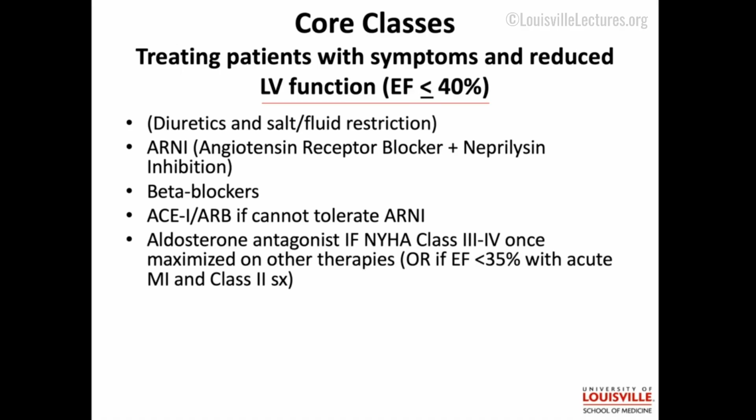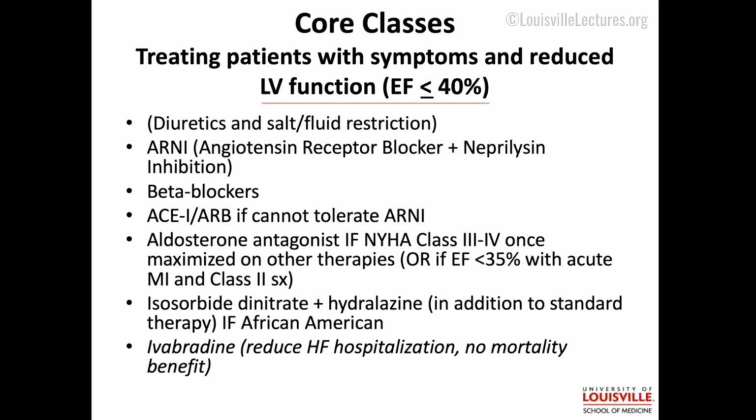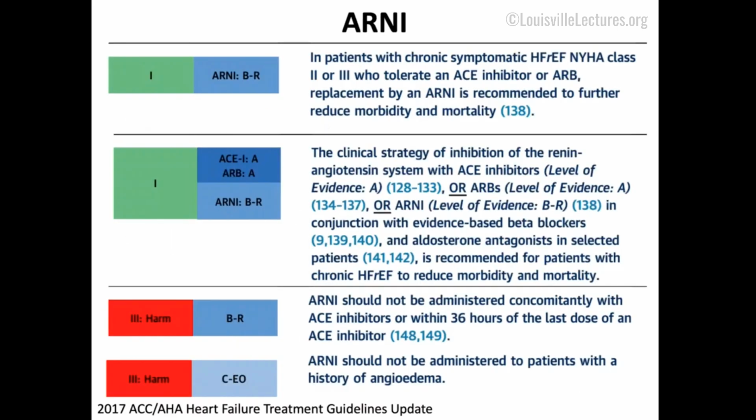We also think about aldosterone antagonist, spironolactone, or eplerenone, if they still have symptoms once maximized on the other therapies, or in the acute myocardial infarction setting as an inpatient with a low EF. And then if they're African American, then we think about the isosorbide dinitrate plus hydralazine. And then I put on here in italics ivabradine, which is a relatively newer medication that does not have mortality benefit, but does have some benefit to reducing hospitalizations. So these are kind of the way that I think about them in terms of layers of how I'm treating them and what I'm accomplishing in particular.